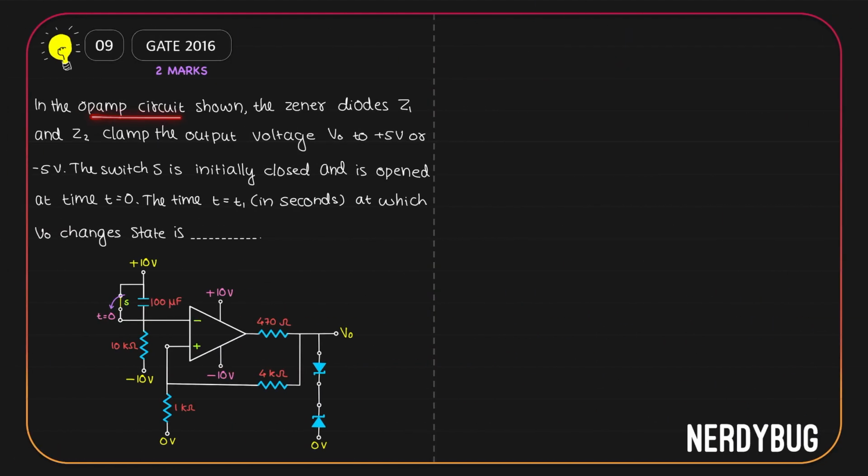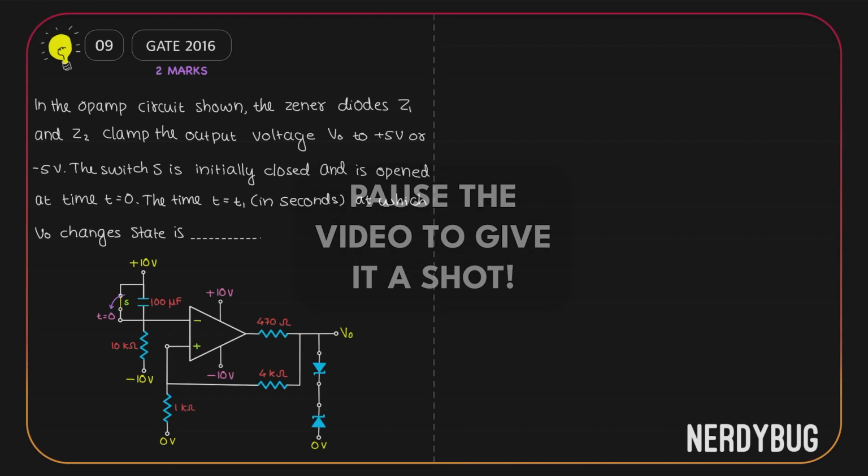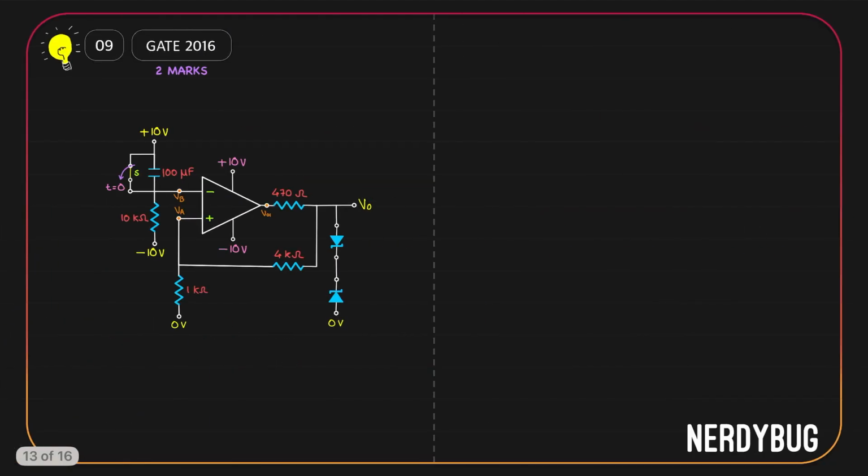In the OpAmp circuit given, zener diodes Z1 and Z2 clamp the output voltage VO to plus 5 volt or minus 5 volt. The switch S is initially closed and it is opened at time t equal to 0. What we have to find out is the time t1 at which VO changes its state.